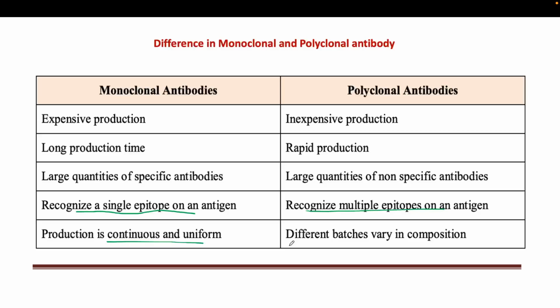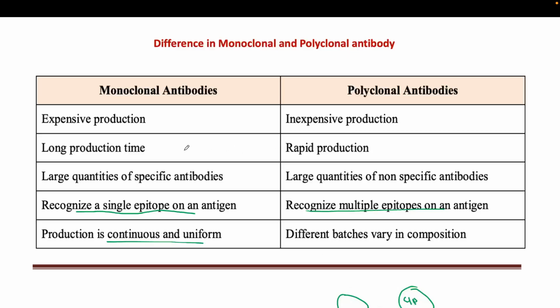Whereas in the case of the polyclonal antibody, different batches vary in composition. As I told you earlier, if this serum contains a polyclonal population of antibodies, all these antibodies can recognize different types of antigens, right? It will be a cocktail of antibodies. But in the case of the monoclonal antibody, all the antibodies are present in a single population. It will recognize only a particular type of epitope.